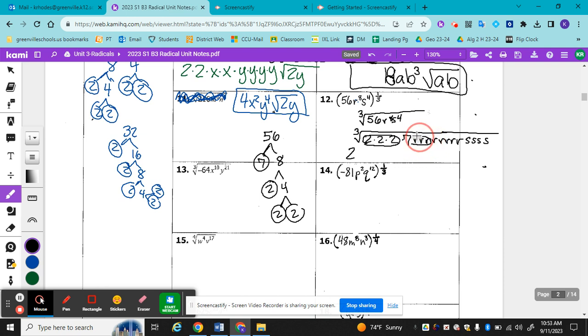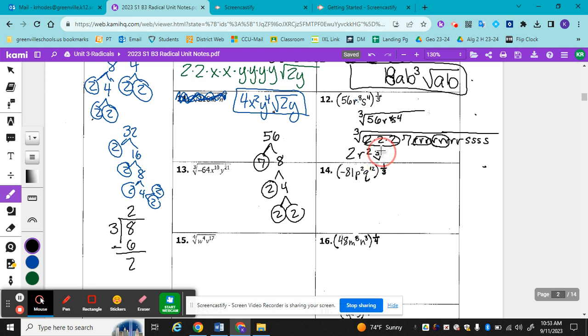And then we're grouping in threes still. So out of 8, if you're good with long division, you're dividing that by 3. It goes in 2 times. So that's 6. You subtract, that gives you 2 as a remainder. So 2 is on the outside and 2 is in the inside. So 2 groups of 3 r's. That's r squared with 2 left on the inside.